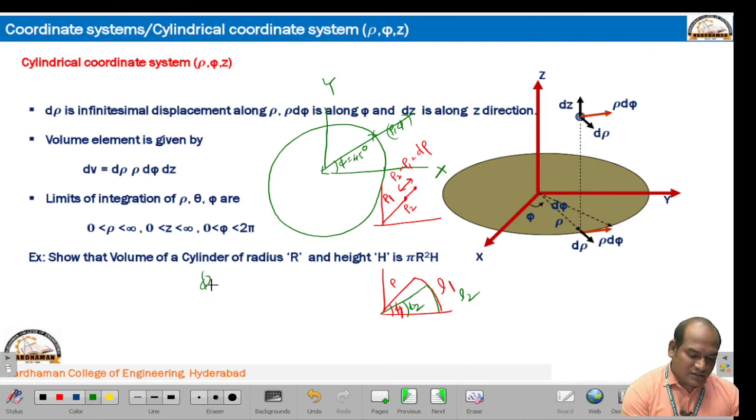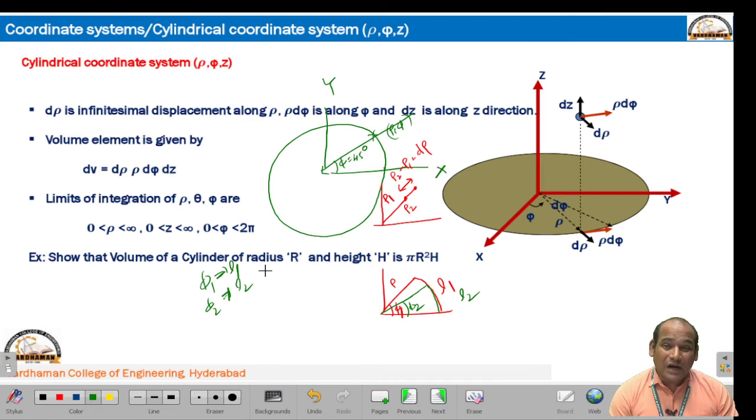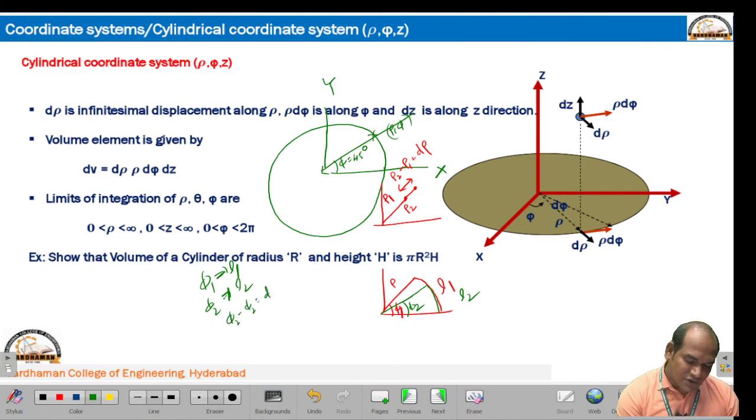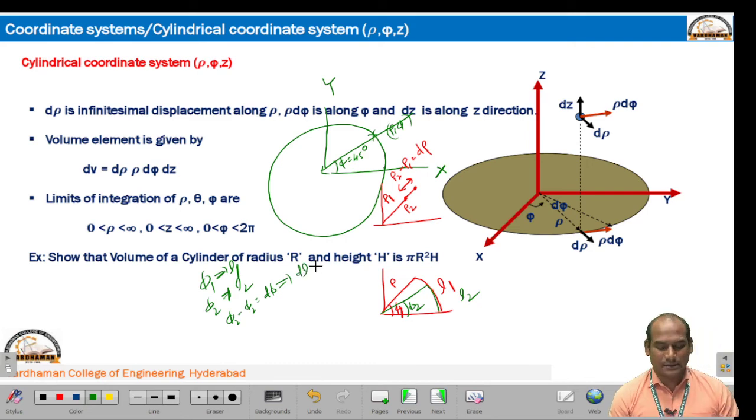For phi 1, the arc length is L1, for phi 2 the arc length is L2. Now, what we need to find is, what is the differential length due to the change in phi? If phi is changing, what is the differential length you are getting? That means phi 2 minus phi 1 we have to take, that is equal to d phi, which leads to L2 minus L1, that leads to dl.